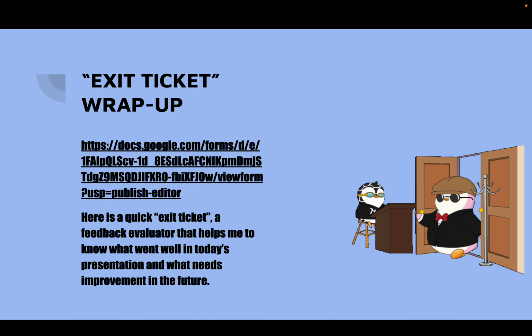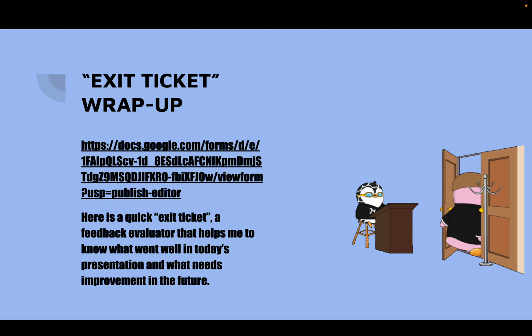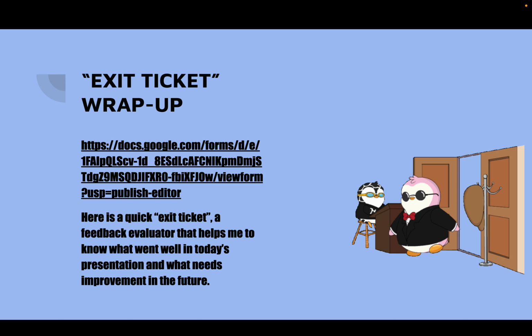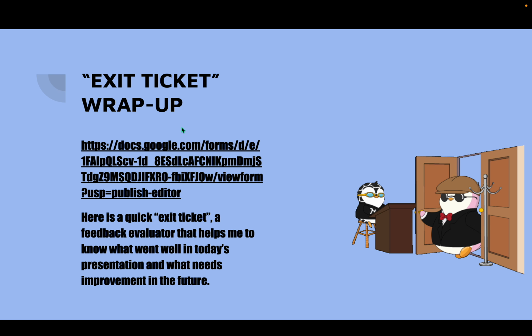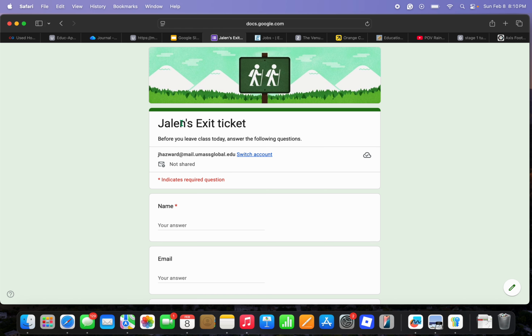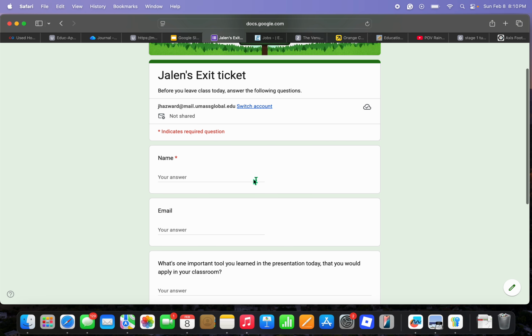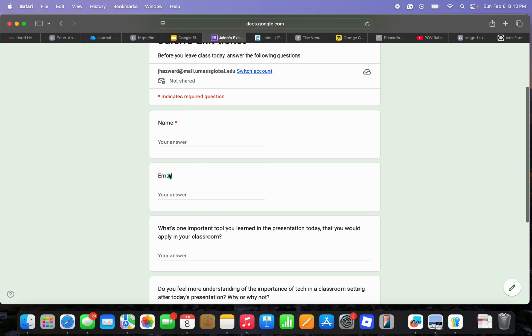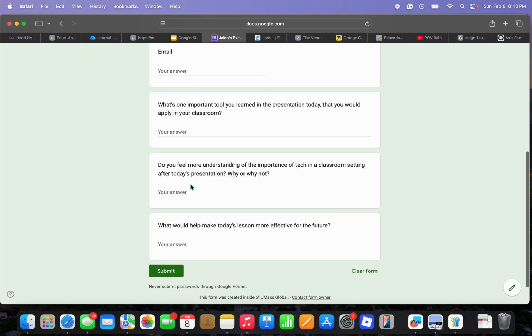So I thought, okay, let's do an exit ticket wrap up, where I can get feedback on what I can improve on or what people took away. So this is my exit ticket that I created. It's a simple Google Form. They would put their name in first. They'd put their email or however they were attached to the meeting. I asked three simple questions.